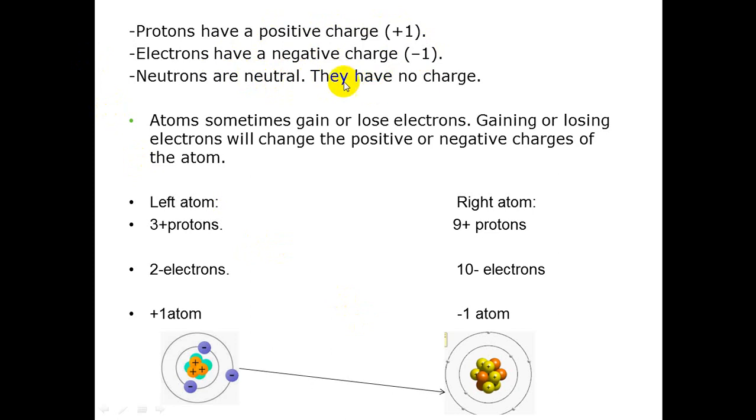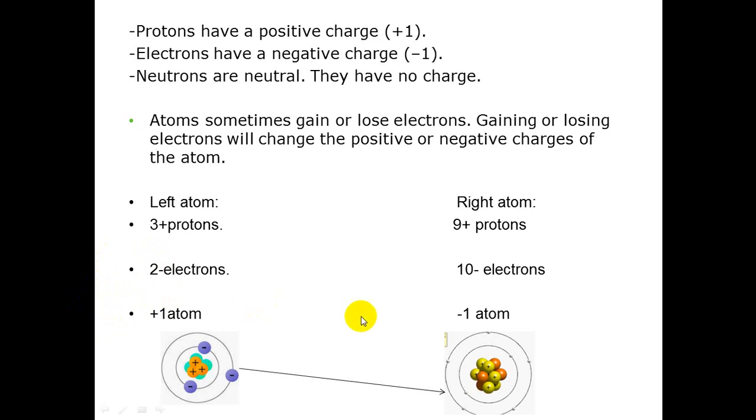And we have to know that atoms sometimes gain or lose electrons. When they gain or lose electrons, this will change the positive or negative charge of the atom. For this example, the left atom has 3 protons and 3 electrons, but when it loses 1 electron, it becomes 2 electrons. So this atom has a positive 1 charge.